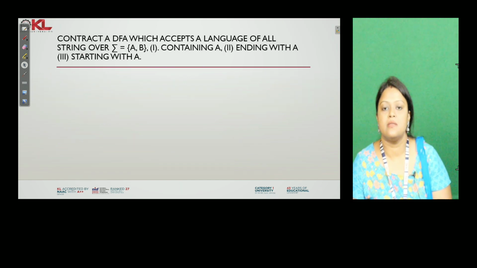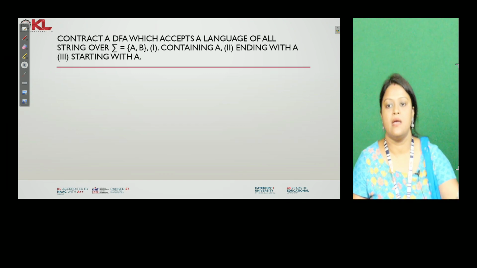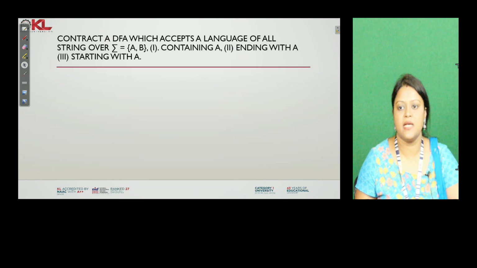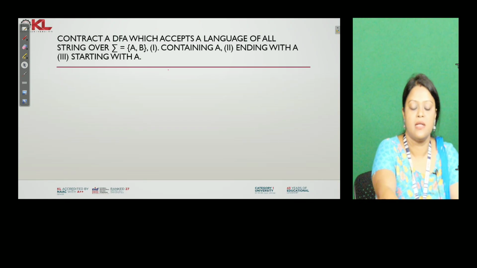Now there are some more examples given here that can be solved in the classroom, that is, design a DFA that accepts the string over summation, that is A and B, and it is containing A, ending with A and starting with A. If it is containing A, then how will we design this? If it is ending with A, then it is the same diagram that we have shown in the earlier one. If it is starting with A, then how will the output be?